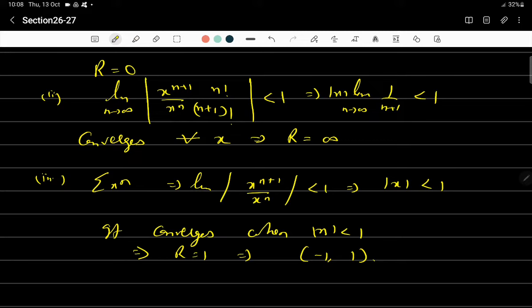So over this interval only the series x raised to the power n converges, otherwise it diverges. It means if you choose any value which lies from -1 to 1, then it's okay, it is converging, otherwise it is diverging.